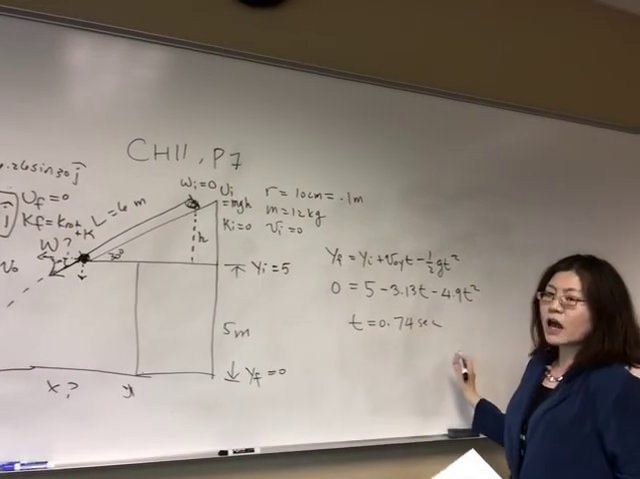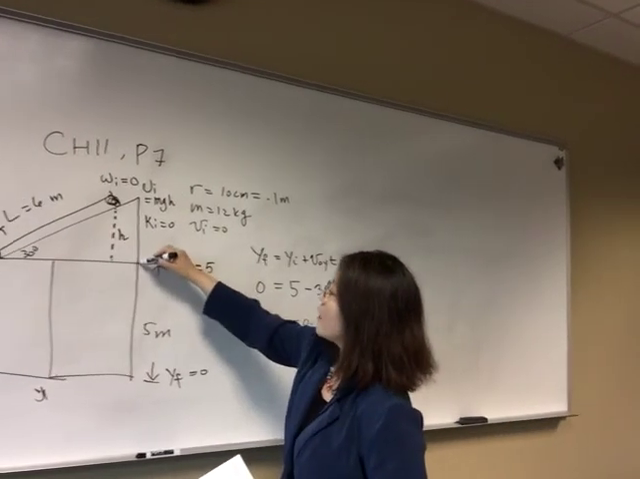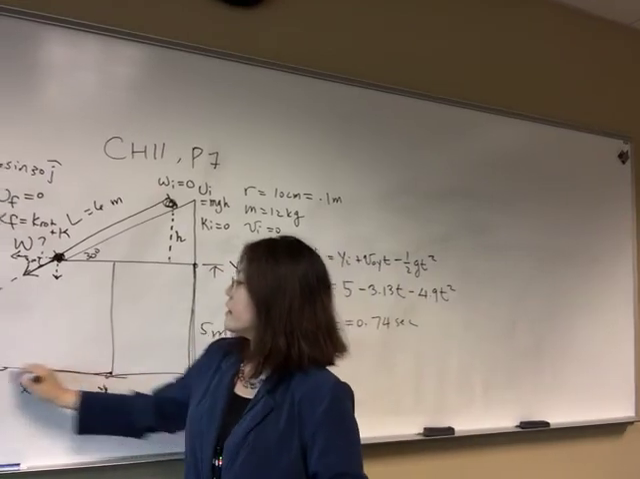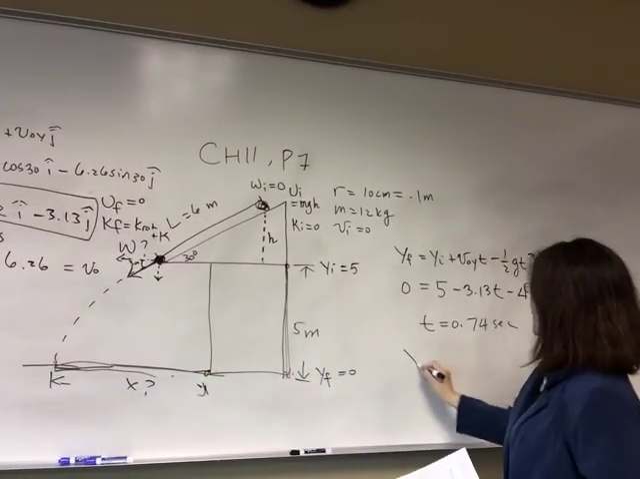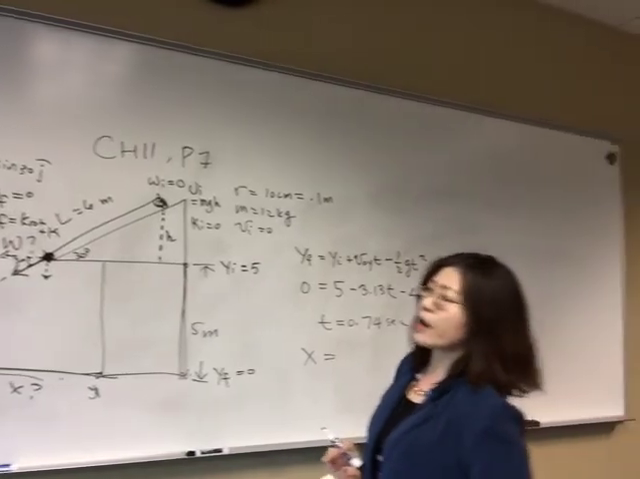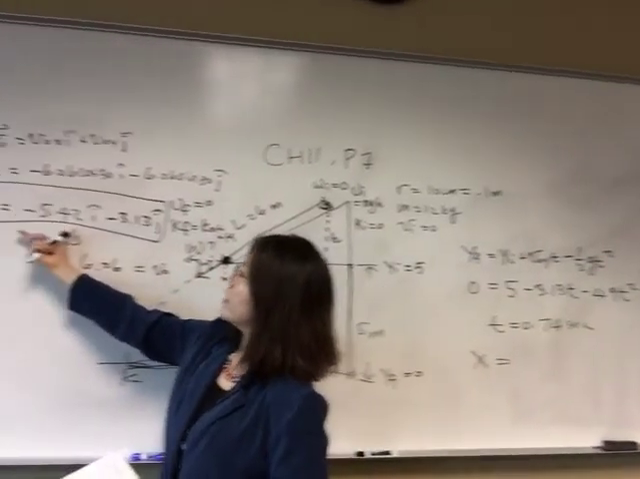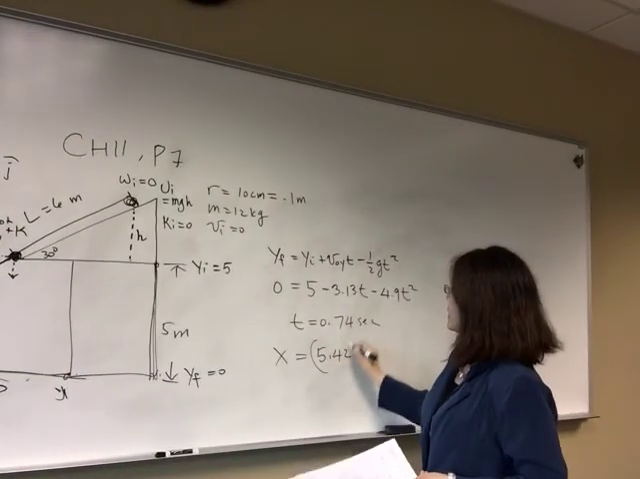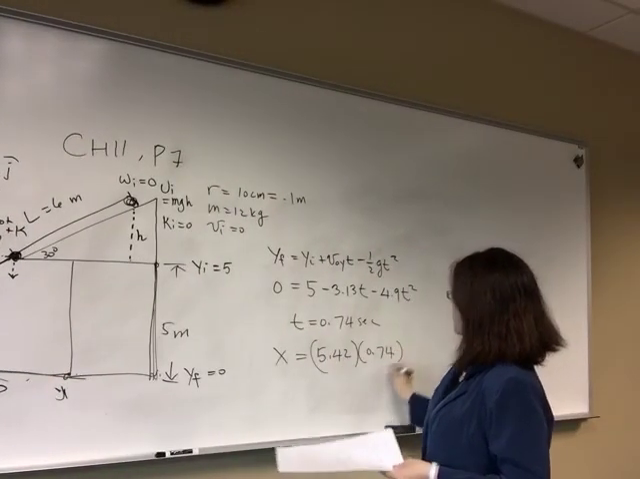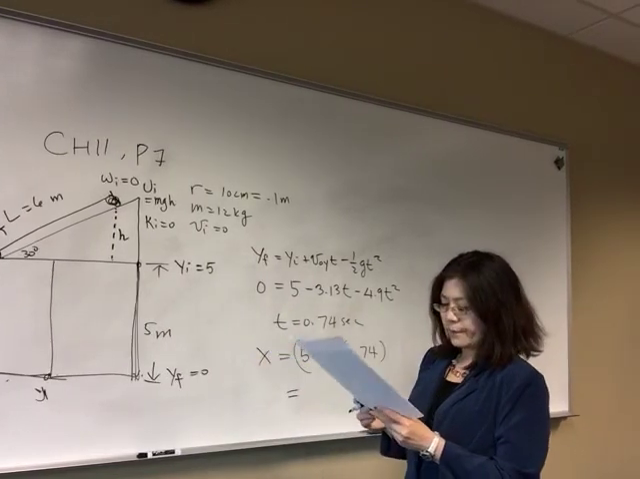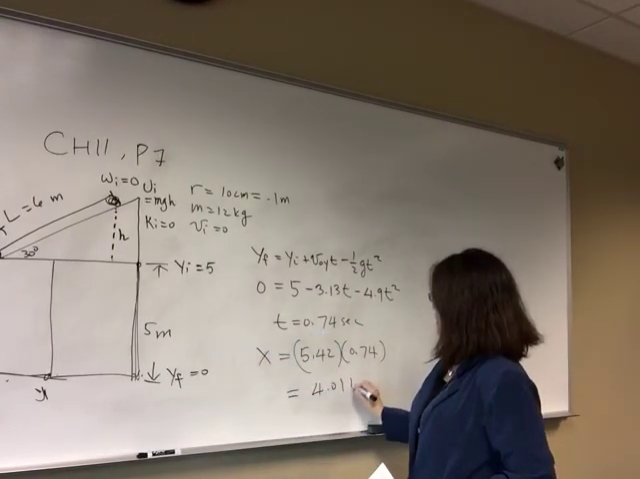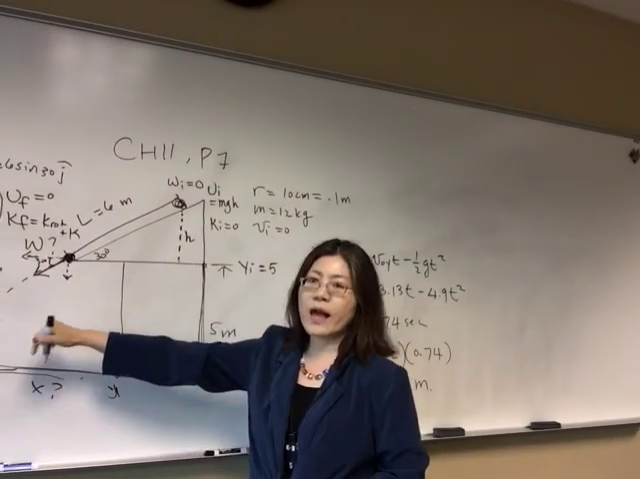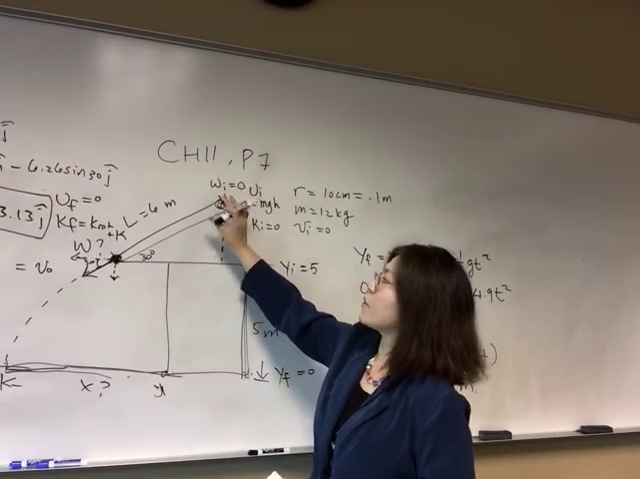So once you have the time, this is the amount of time for the object to go from this point to that point in the vertical direction. Horizontally, what will be the x? Your x, if we just use the magnitude, will be the horizontal velocity, which is 5.42, times the time, 0.74. So after you do the calculation, you will get 4.01 meters.